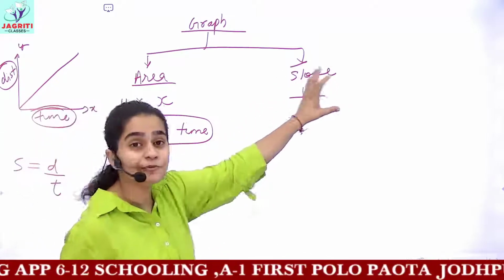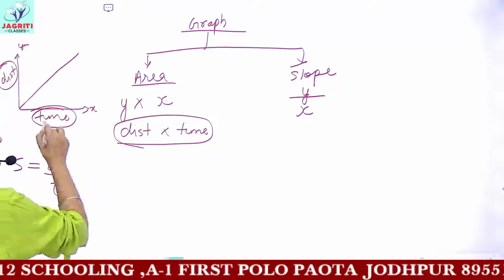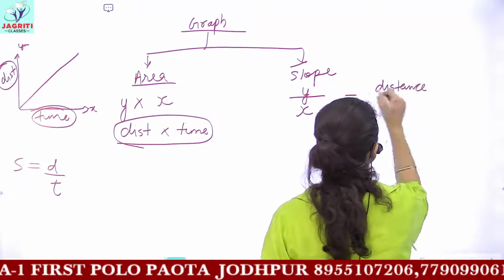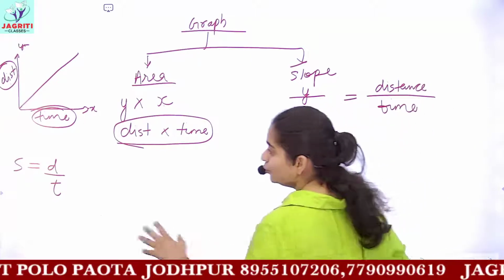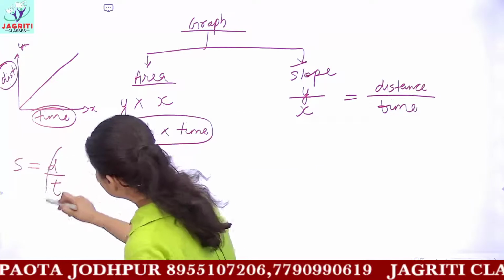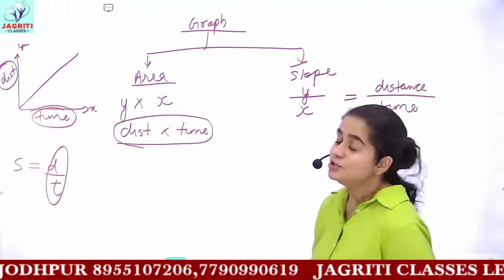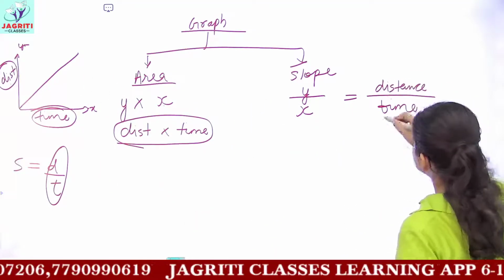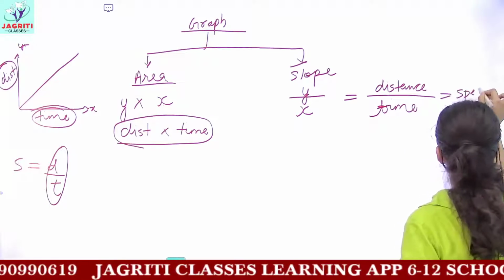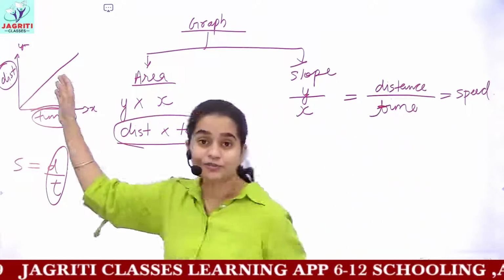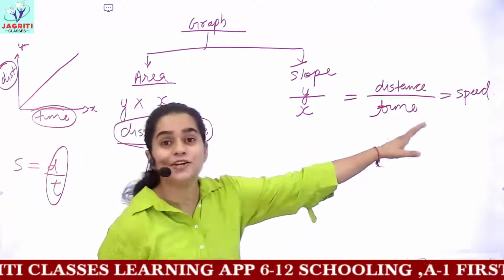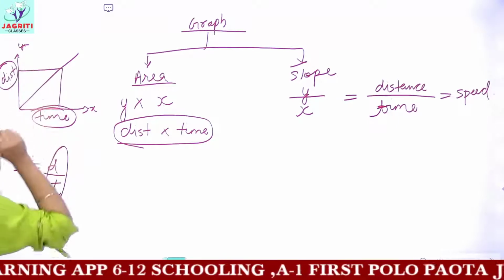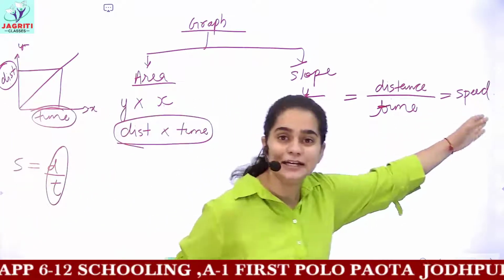But this slope, if you find the slope, then y is distance, x is time. Then you would get the slope to be distance upon time. And if you remember the formula of speed, you can tell that distance upon time is equal to speed. So if you find the slope of this graph, then you will get the value of distance upon time, which is equal to the speed. So if you are given this kind of graph and you are asked to find the speed, how to find the speed? Just divide the value of distance with the value of time, so you will get speed here.